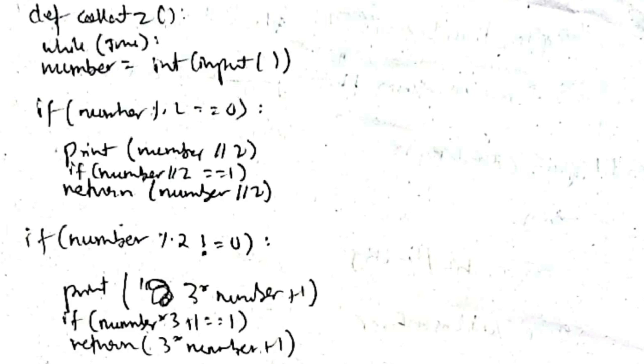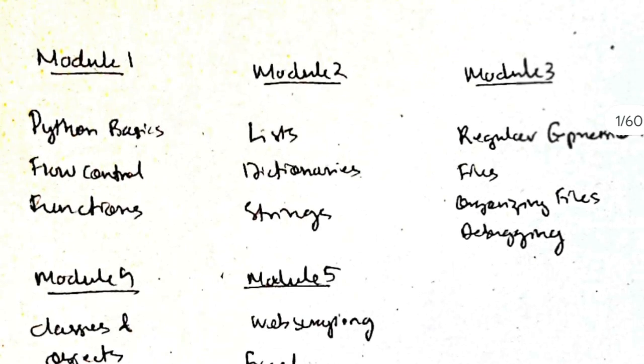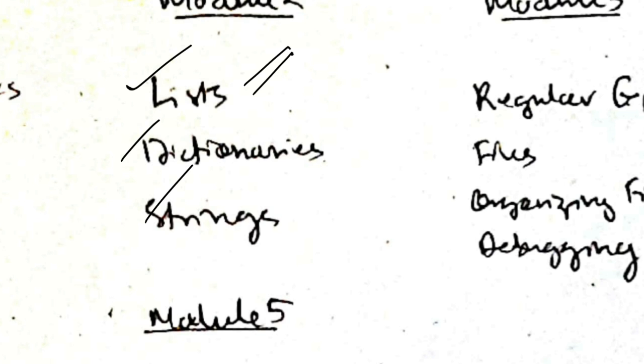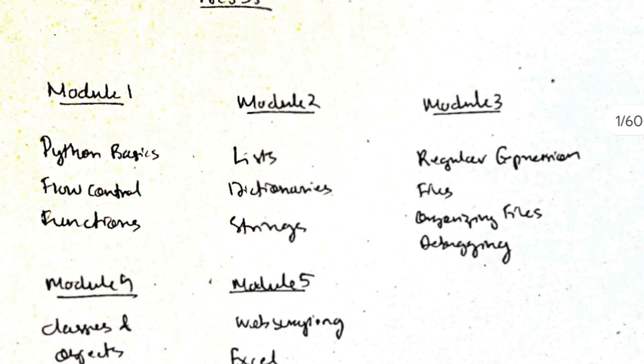Okay, so that was about the first module. Let's move on to the second module. First let's have a look at what is in the second module. There are mainly three things: lists, dictionaries and strings. Here you have to know the definition and write the functions which are used in lists, and you have to write the code snippets. Okay, so let's get started with module 2.